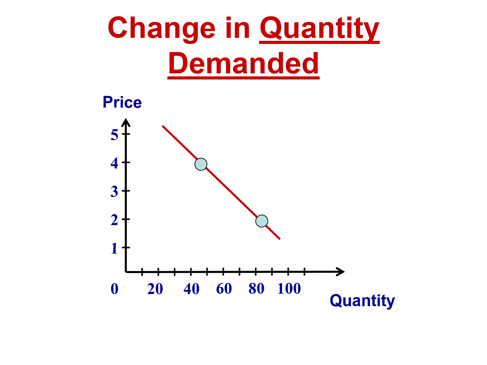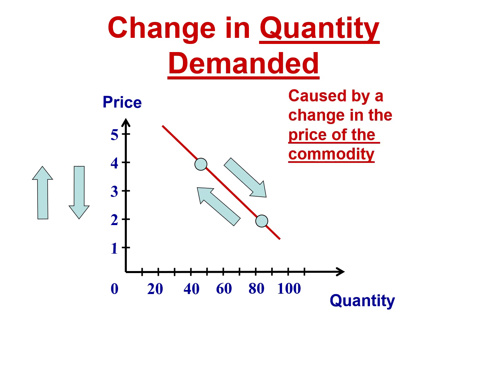This important idea though, a change in price causes a movement along a single demand curve. Other things equal, price is the most important determinant of quantity demanded. So price of corn decreases, an increase in quantity demanded. Price of corn increases, a decrease in quantity demanded. This idea that a change in price causes a movement along a single demand curve.